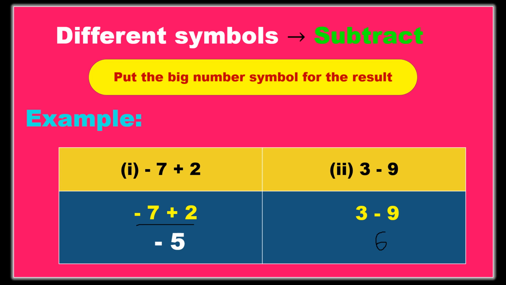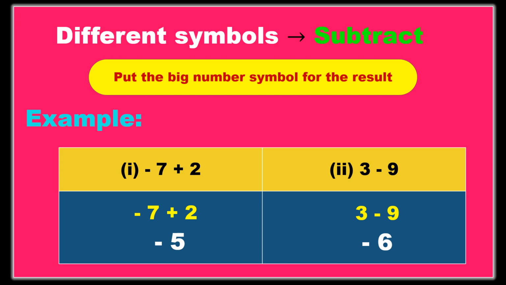Now what is our next step? We should give big number symbol now. So here out of these two, the big number is 9. 9 is having minus symbol. So you should give minus to this answer. So your answer will be minus 6.